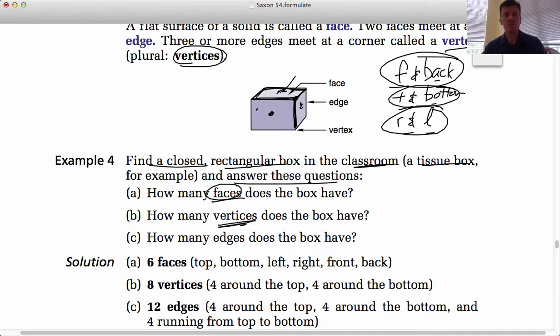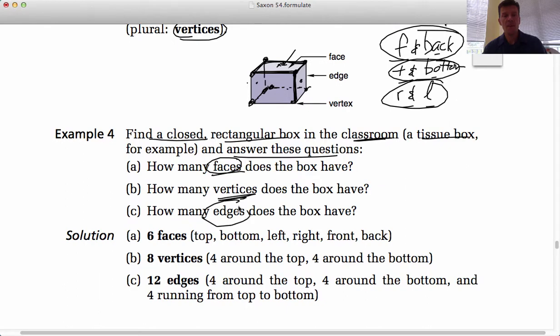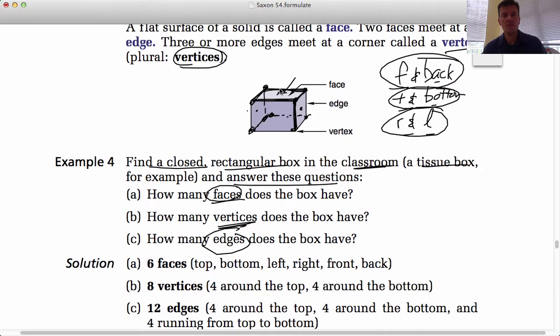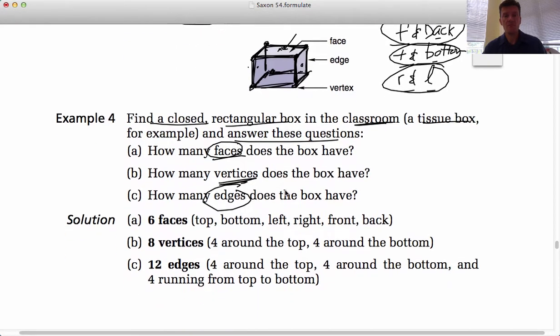How many vertices? Where do the edges meet? 1, 2, 3, 4, and then 4 down here as well, and 1 is hidden in the back here. If I put in the dashed lines, that means edges that can't be seen. So there are 8 vertices. 1, 2, 3, 4, 5, 6, 7, 8. How many edges? 1, 2, 3, 4, 5, 6, 7, 8. And then there are 4 that connect the top and the bottom. So that's a total of 12.